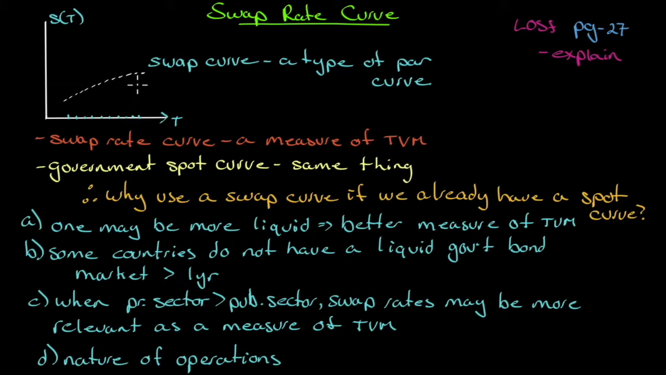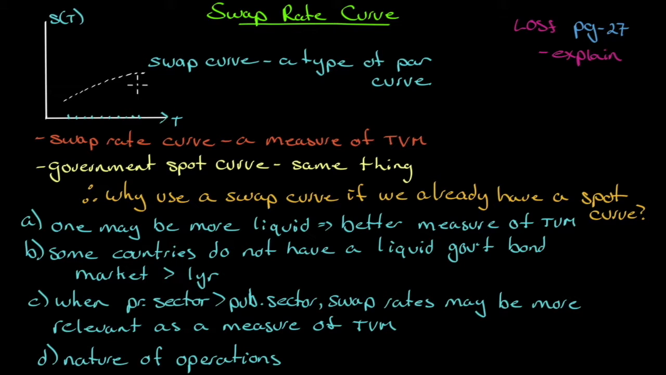But if you're going to issue a bond in another country, whose government spot curve do you use? What if you were going to issue a bond in the euro, not a domestic or a foreign, but a eurobond? Which discount rate would you use? At that point, it would make more sense to use something more international, which is what the swap rate curve is. It goes beyond borders. But not only that, look at point A.